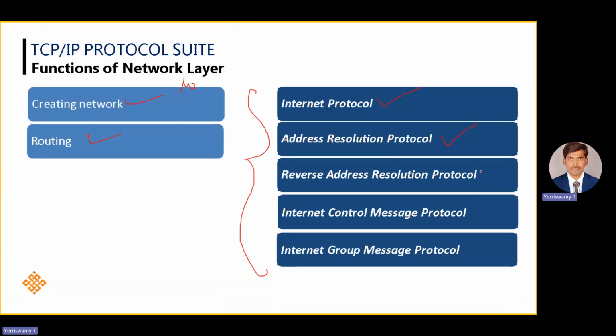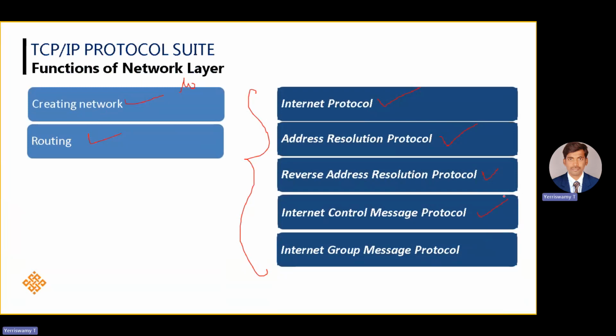Reverse Address Resolution Protocol, RARP. Mainly this protocol helps diskless systems. Whenever we don't have the IP address of a system, RARP will help you in mapping or getting the IP address from the MAC address. It's a temporary IP address that you can get.